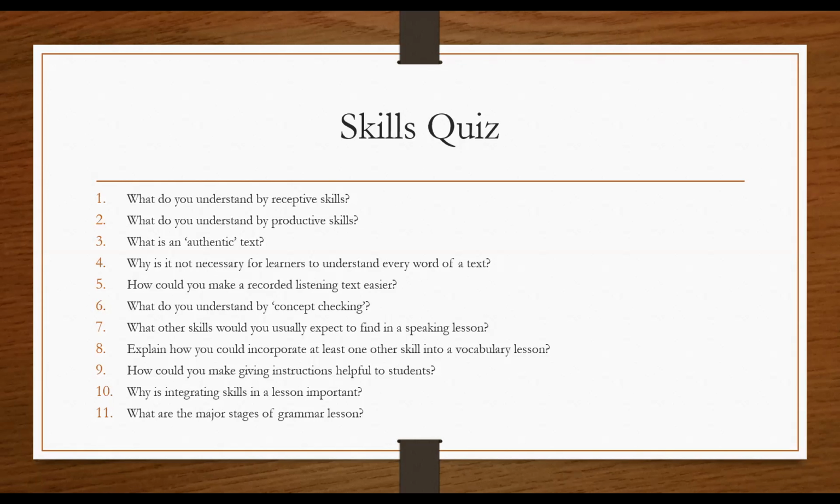Now, number 8, explain how you could incorporate at least one other skill into a vocabulary lesson. You have a vocabulary lesson. What other skills, or at least one skill that you can integrate? Speaking. Sana, give me an example. When you explain, for example, a certain word, so you start asking them about that, they start speaking. Interesting. Ayub.